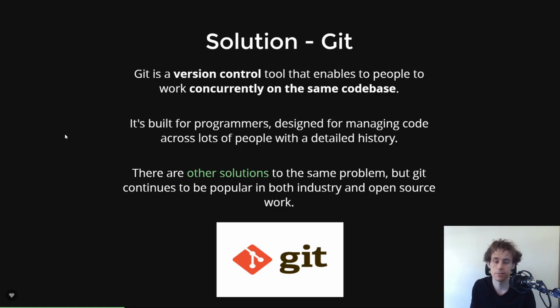It's built for programmers. It's designed for managing code across lots of people with a detailed history. Super, super powerful. There are other solutions to the same problem, like SVN and stuff, but Git continues to be popular, and I think it's growing in popularity from what I can tell, in the open source community. It's probably, as far as I can tell, the most popular form of version control software out there, Git.